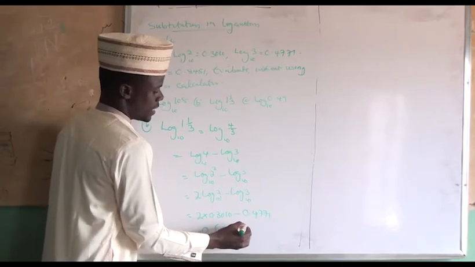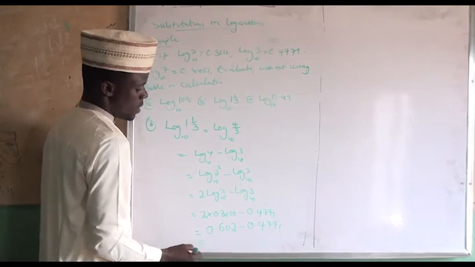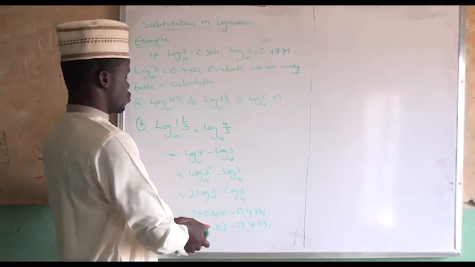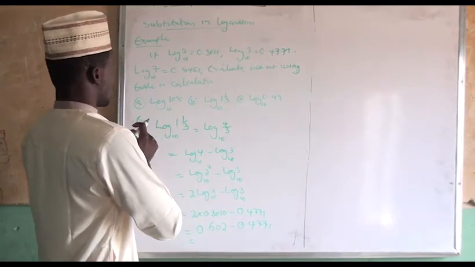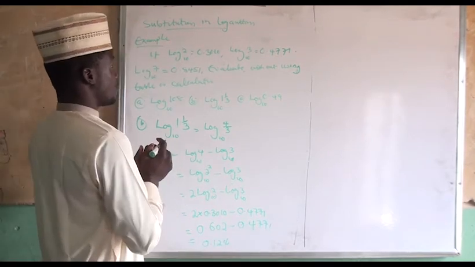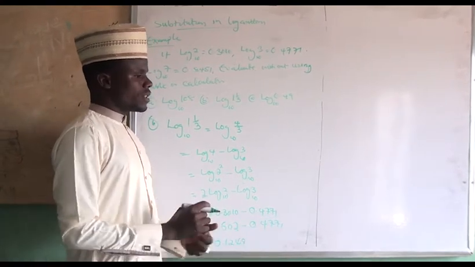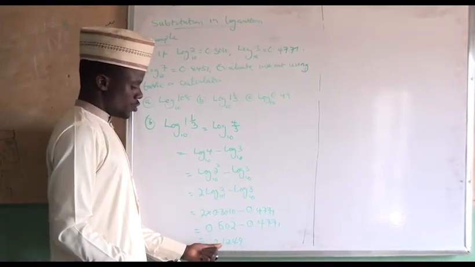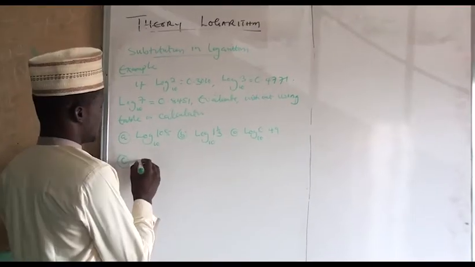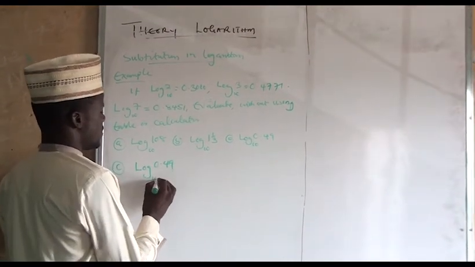So 2 times 0.3010 here is going to be 0.602. Then we say minus 0.4771. Then when we take 0.602 minus 0.4771, we have 0.1249. Yes. Here 0.602 minus 0.4771 is equal to 0.1249, and that is the answer. Take C: log 0.49 base 10.